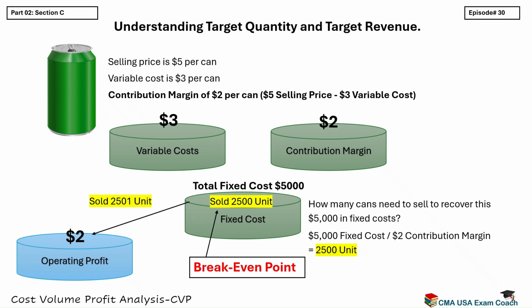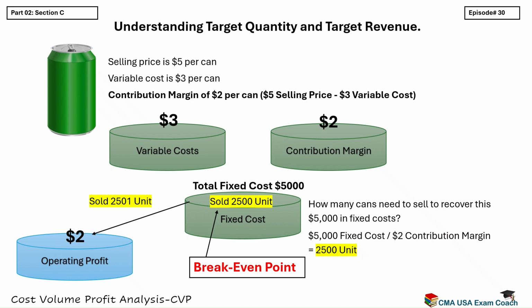To summarize, contribution margin is used to cover fixed costs first. Break-even point is reached when total contribution margin equals total fixed cost. After break-even, each unit sold adds directly to profit. This is the basic logic behind target quantity and target revenue calculations in CVP analysis. Let's now move forward and see how to apply this in actual formulas and more practical examples.